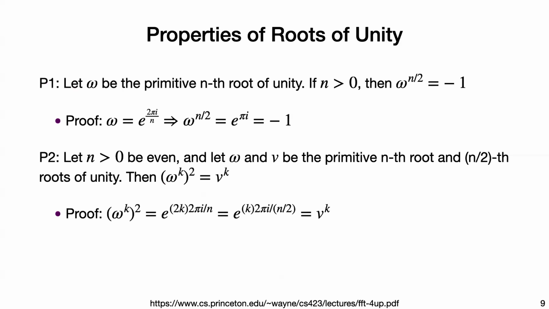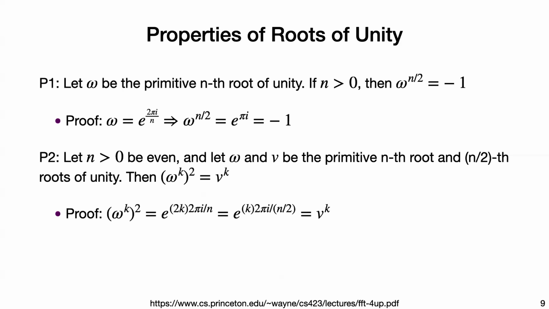So using the definitions that we just had of these roots of unity, we're going to show some basic properties. And the point of showing the properties is that we're going to use them later in the algorithm. So the first one is that if omega is the primitive nth root of unity, if n is greater than 0, then omega to the n over 2 is -1.